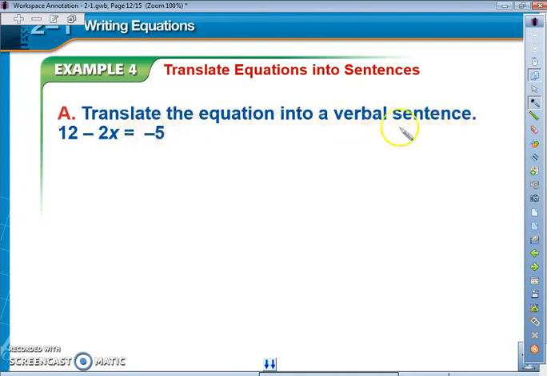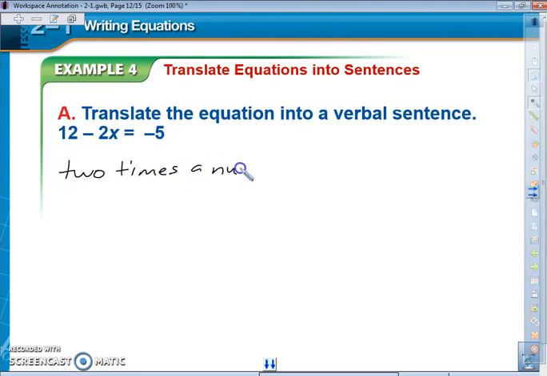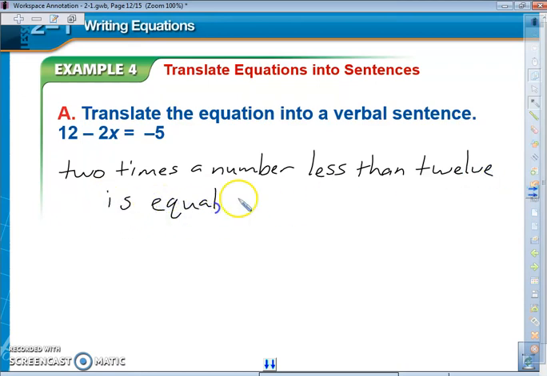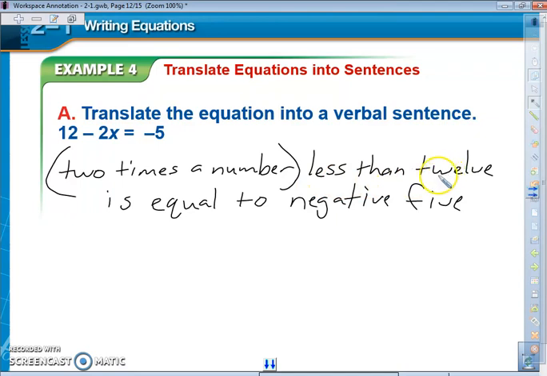All right, so translate the equation into a verbal sentence. Right here, equal sign. So we have to have this on one side, we have to have this on the other. Let's do it this way. 2 times a number less than 12 is equal to -5. All right, so right there, 2 times a number less than 12. So that means the 12 goes first and the 2 times a number goes after it, and it's a subtraction problem, is equal to -5. I think that checks out. All right.